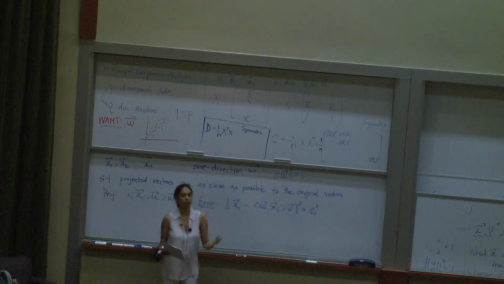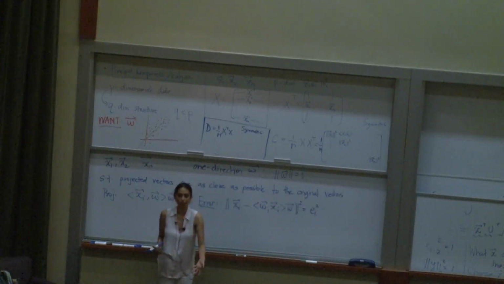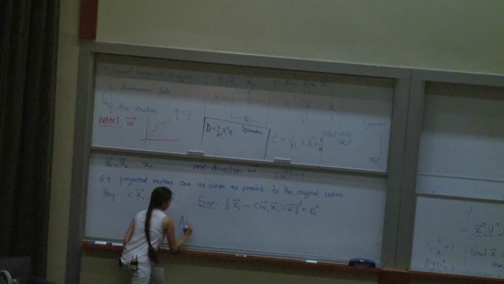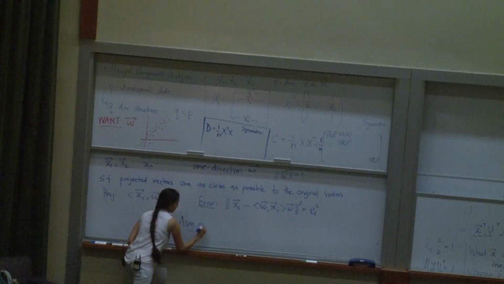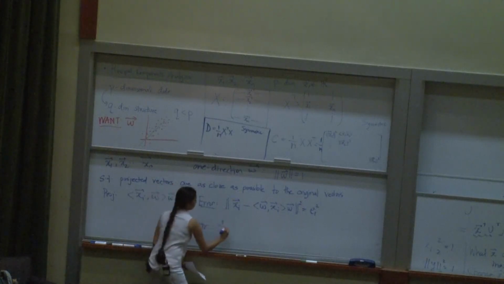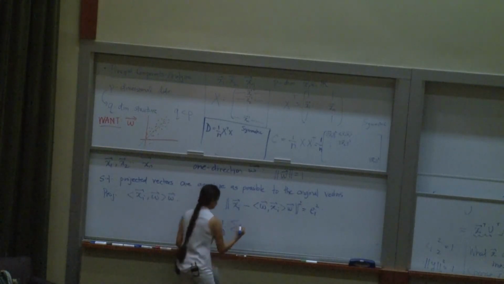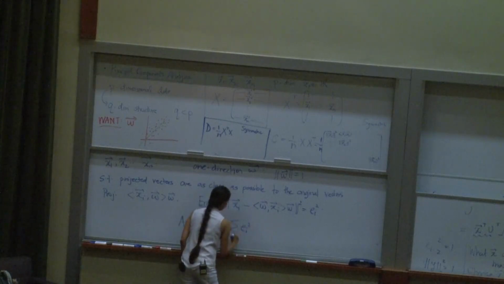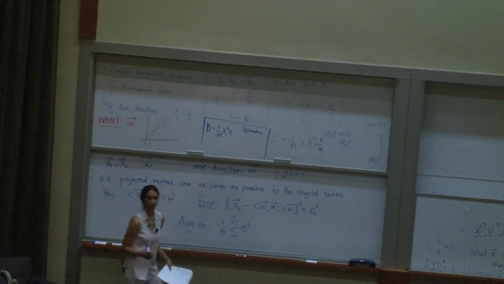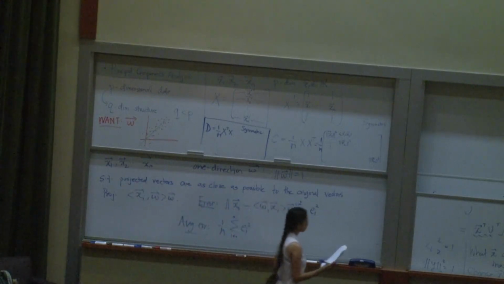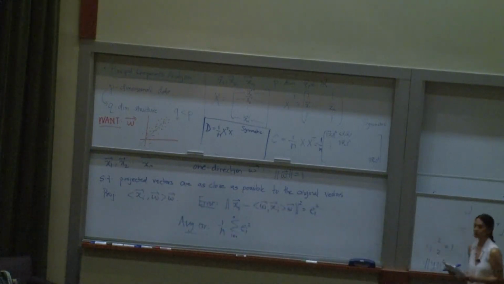And so do I care about just minimizing the error on x1 or x2 or x3? No, I want to care about it across all of my data points, right? So I'm going to look at my average squared error, which is going to be just 1 over n, sum of all of these ei squared. Okay? So what I want to do is minimize this projection error. That's my desired goal in my principal component. Okay?